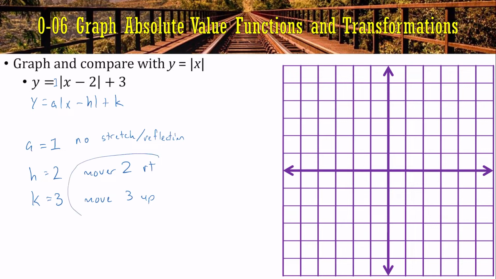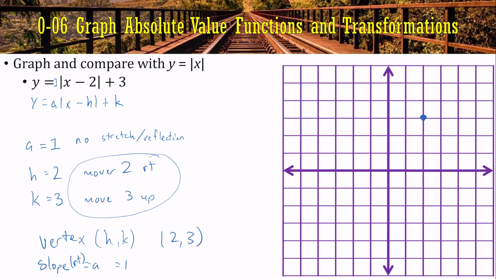So that's what we compare it with. If you'd like, our vertex was h, k, so our vertex is 2, 3. So 2, 3, that's my vertex. And then the slope is a, which is 1. That's the slope of the right side. The other side will be going down. So I go up 1 over 1, so I get a slope on this side like that. And then it's opposite on the other side, going down with a -1 slope.